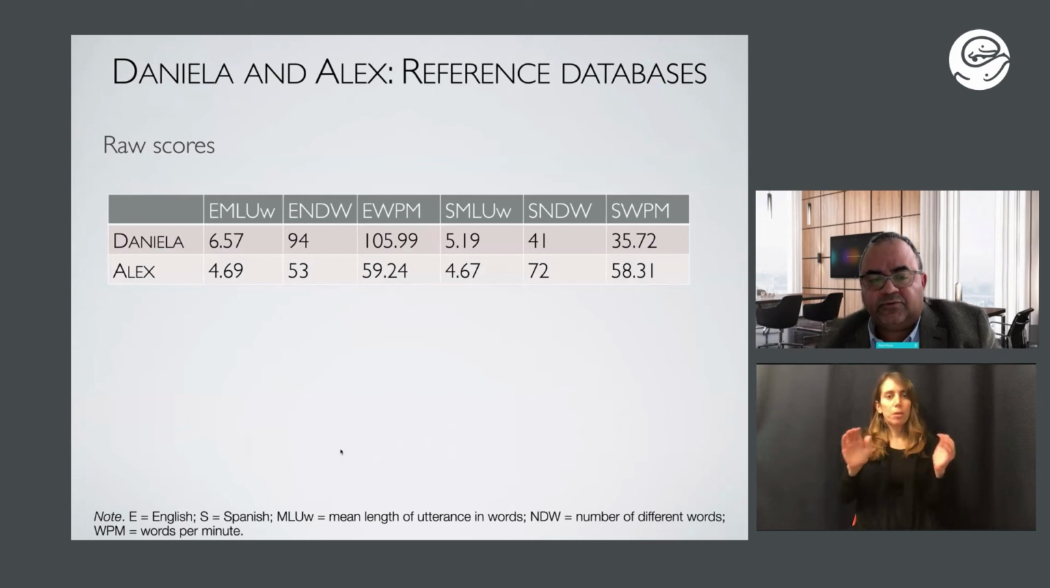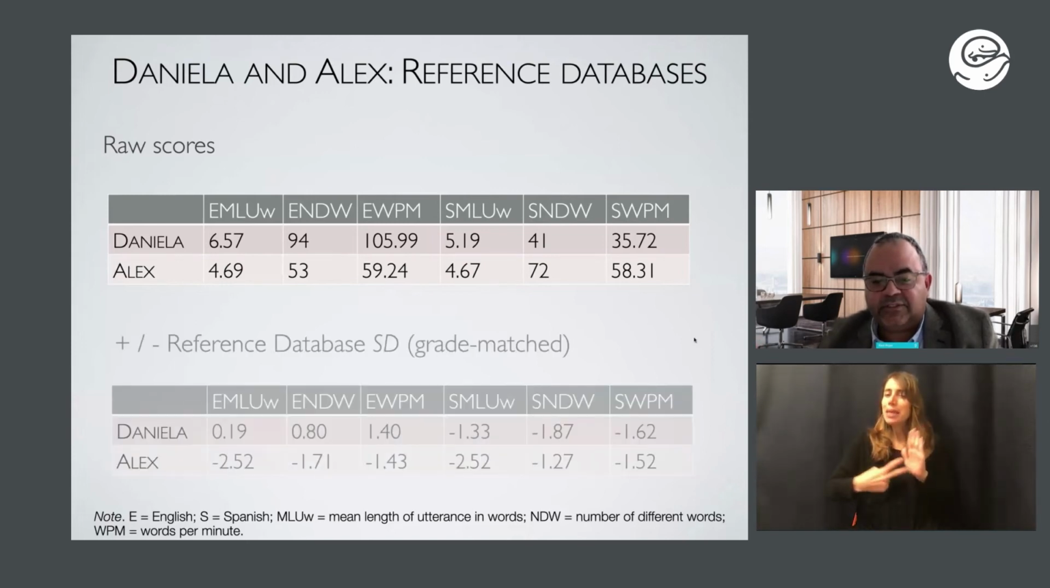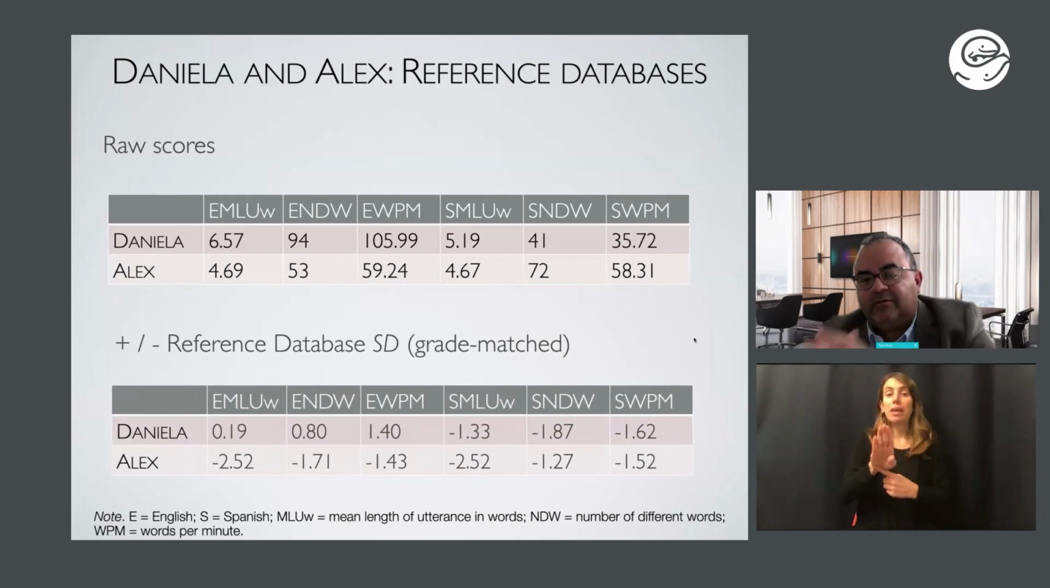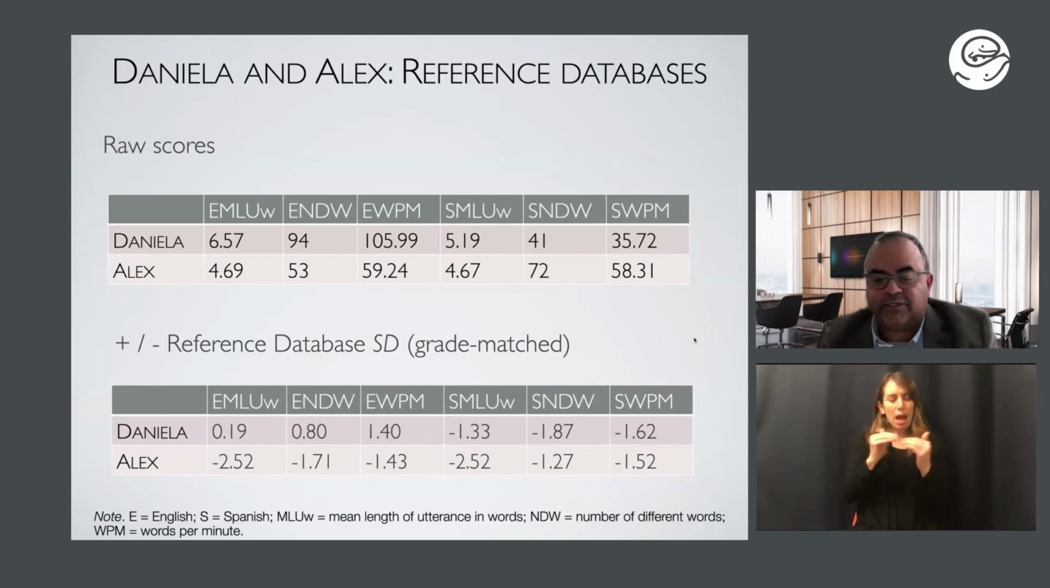So here are the two kids. These are their measures: mean length of utterance in words, number of different words per minute. These are all in English, and then the same measures in Spanish. These are their measures from the language sample. Sometimes people say, well, I want to compare English to Spanish. And that's not necessarily, I'm sorry, like 6.57 and 5.1, that's not super helpful, right? It's like, well, what does that mean? If you use these databases, you can actually get a comparison to thousands of other kids, to get an idea of how close they are, in terms of a standard deviation.